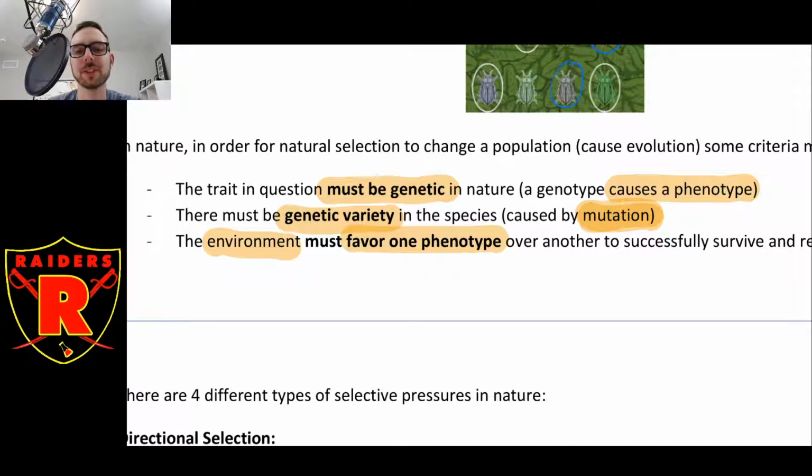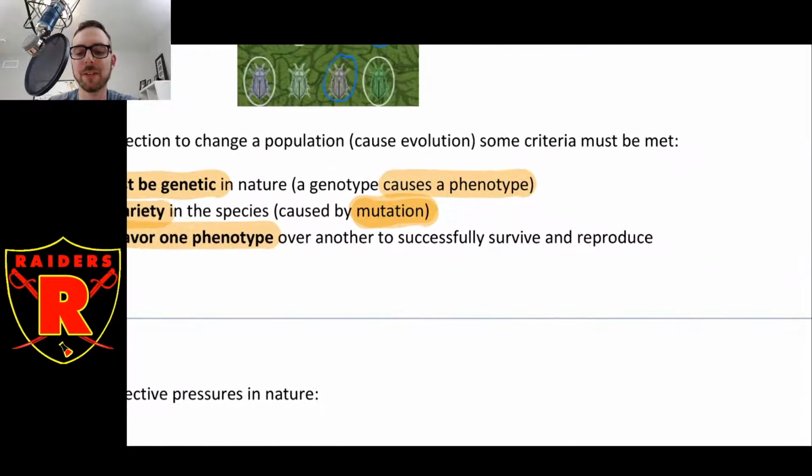And the last thing here is that the environment has to favor one particular phenotype over another. There's an advantage to one phenotype in that whatever that phenotype is, it can better survive and it can better reproduce. So these are the two key things. I'm going to put them even in a different color here. Survivability and reproduction. If you can survive and reproduce, basically you win from an evolutionary perspective. You just need to survive and reproduce.